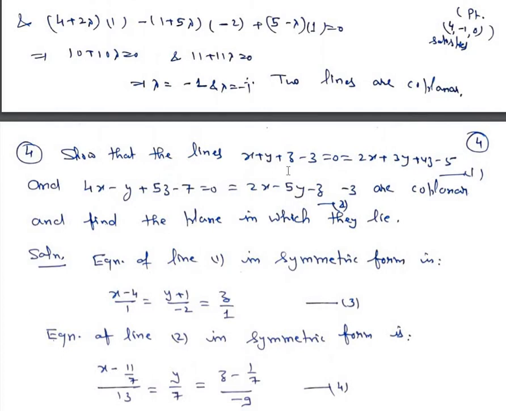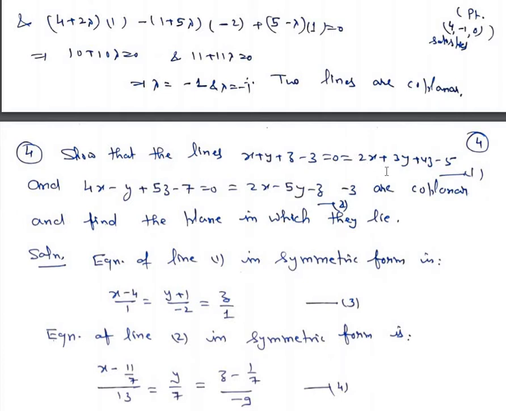Show that the lines x plus y plus z minus 3 is equal to 0 is equal to 2x plus 3y plus 4z minus 5, and 4x minus y plus 5z minus 7 is equal to 0 is equal to 2x minus 5y minus z minus 3 are coplanar. Now in this case both the lines are given in unsymmetrical form and we have to find the plane in which they lie. Now what we do here is we convert both these equations into symmetrical form. There is a shortcut method also, we will be discussing in the next example.